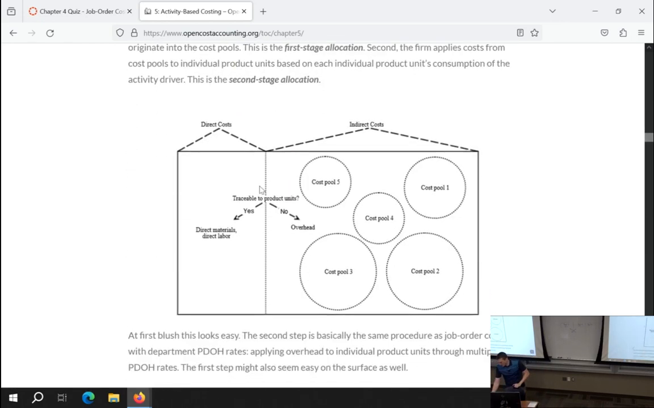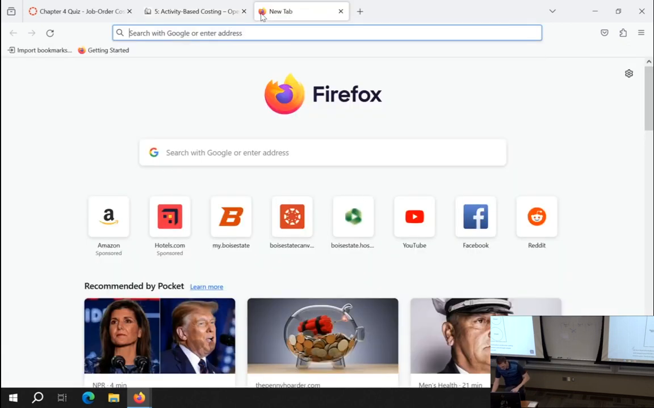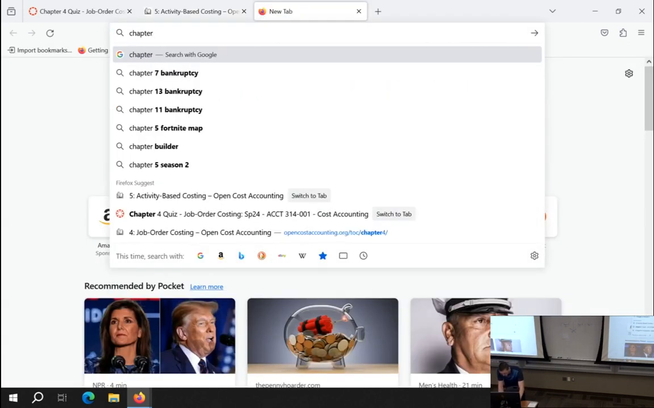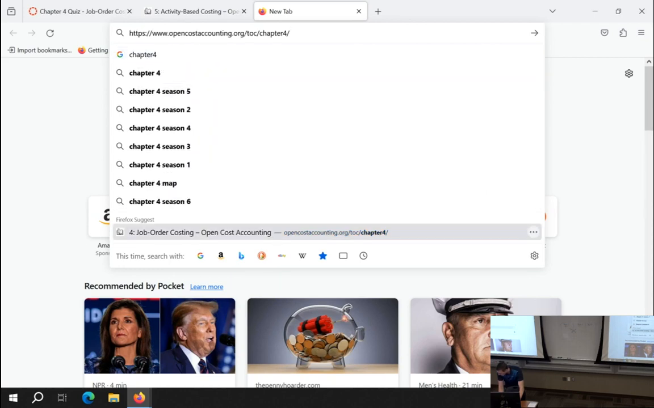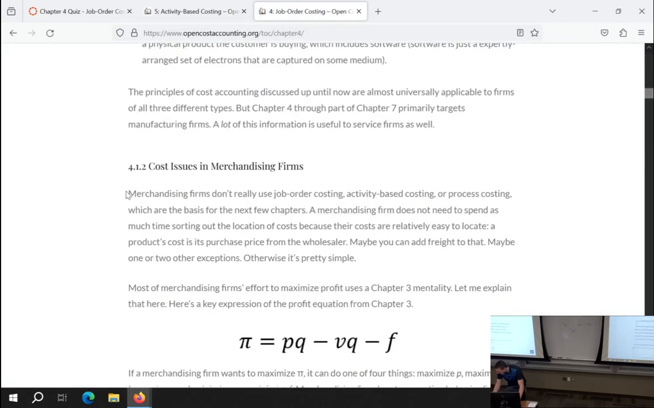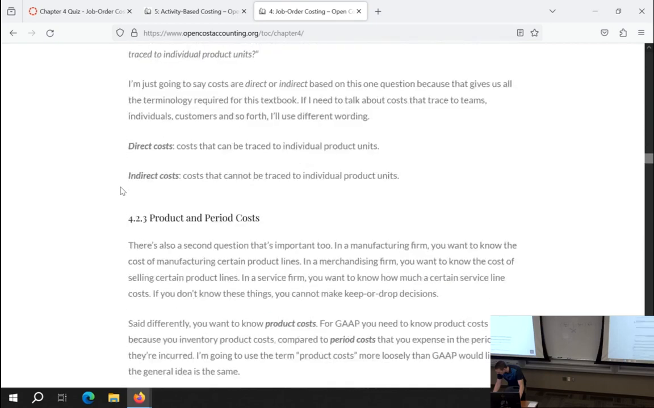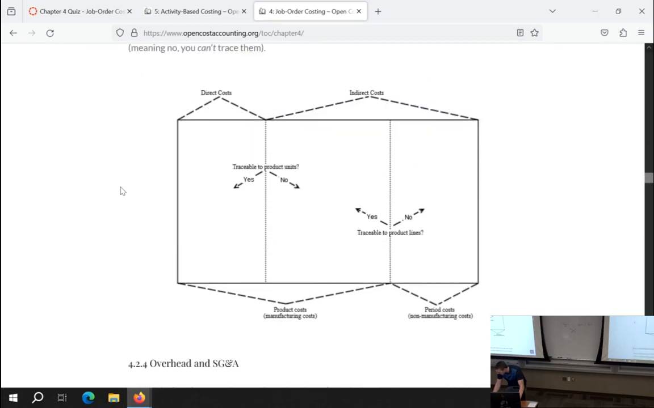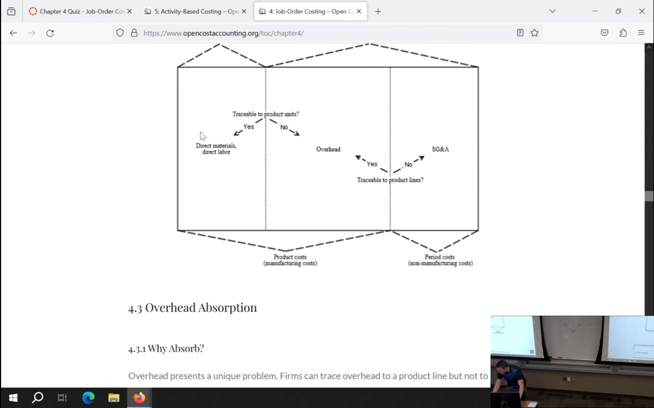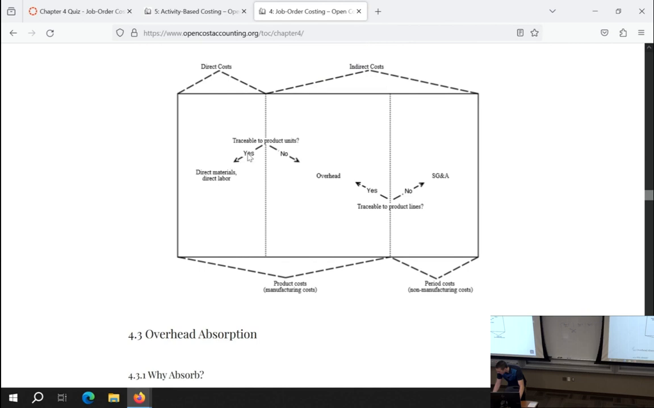Let's go down here. So if you recall, you know what? Let's pull it up. We had our rectangle of doom down here in chapter 4, right here. We have direct costs, direct materials, and direct labor. And then if we can't trace it to product units, but we know it's still a product cost, then it's overhead. And if we can't trace it to product units and it's not a product cost, then it's SG&A. So first thing we're going to do is we're going to rip out this line right here.